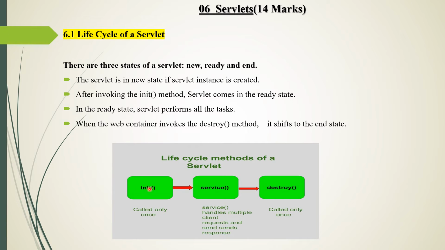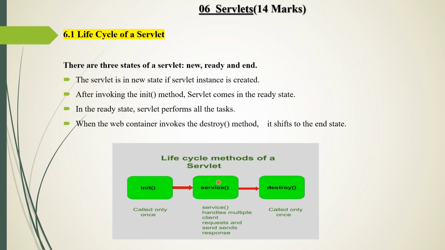The diagrammatical representation is like this. First is the init state, which is called only once. Then when the init method is called, the servlet goes into the ready state, and in the ready state it uses the service method. What is the use of the service method? It handles multiple client requests and sends a response to each request.